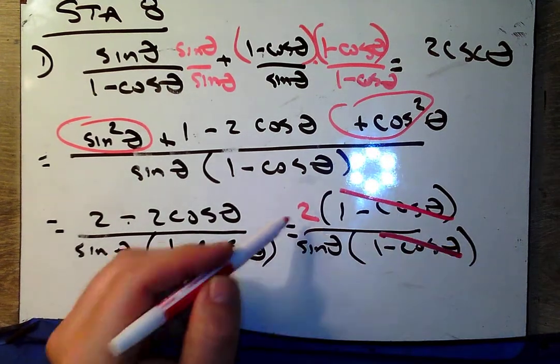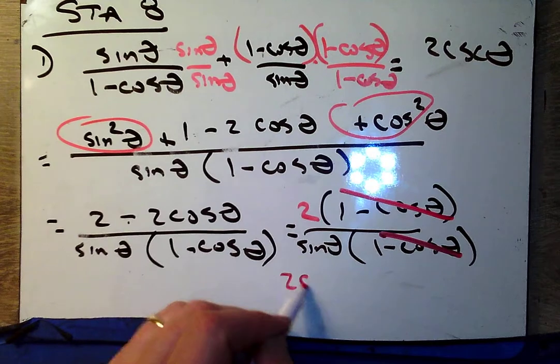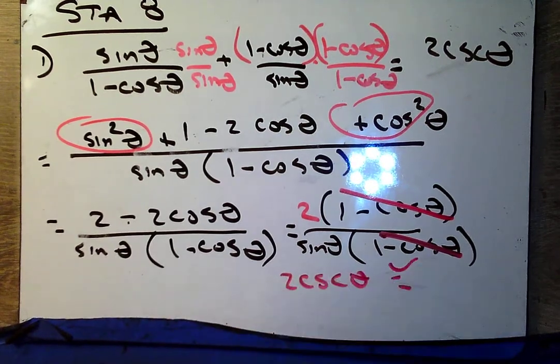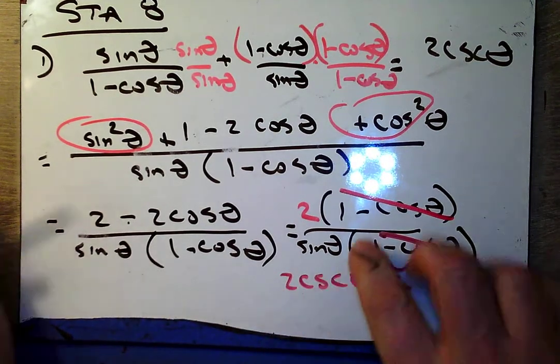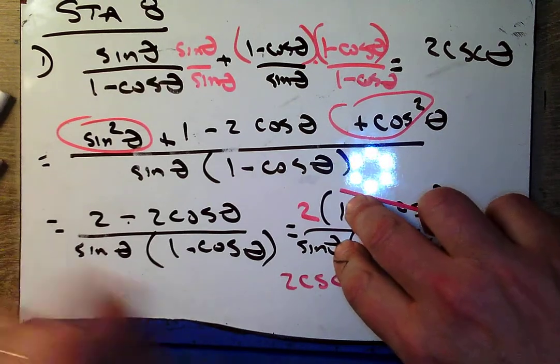2 over sine, well, that's 2 cosecant. And we're done. You've got to know your reciprocal identities. 1 over sine is cosecant.